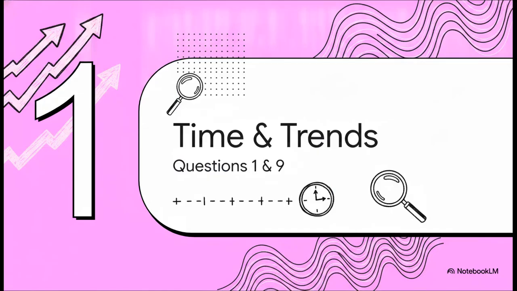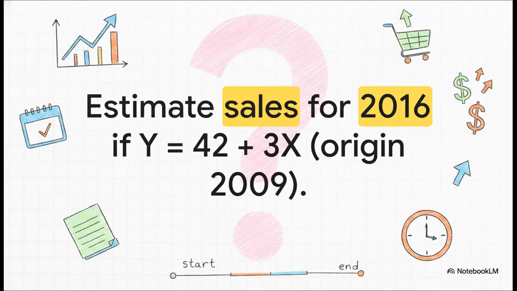All right, section 1, time and trends, which covers questions 1 and 9. Let's see how this builds our understanding of measuring changes over time. For our very first problem, question 1, we're asked to forecast future sales using a provided straight-line trend equation. We are given the formula y equals 42 plus 3x, with our base origin year set at 2009. Our target here? Estimating the sales for the year 2016.